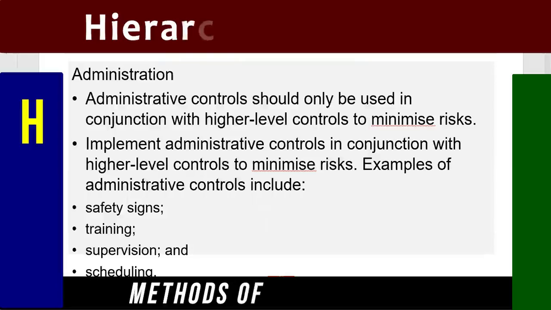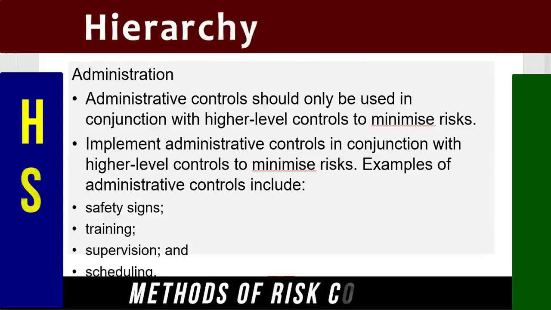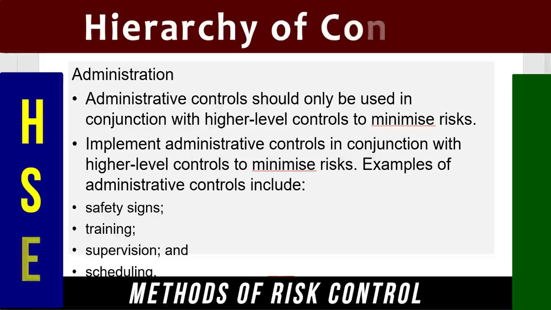Let us discuss now element number five of hierarchy of controls, that is administrative controls. Administrative controls should only be used in conjunction with higher level controls to minimize risks. Examples of administrative controls include safety signs, training, supervision, and scheduling of work.